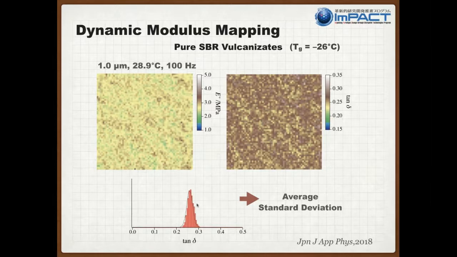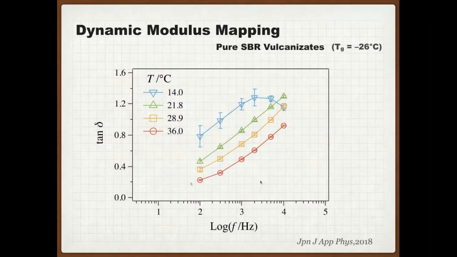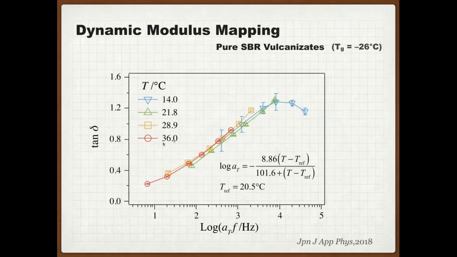So I convert this image into a histogram, and then discuss the average value and the standard deviation, so the width of this peak. The result is this. This time I change the frequency by two orders and change the temperature. Then we shifted the high temperature data to low frequencies, and the low temperature data to high frequencies, to get one nice master curve. The point is how much you shift each data. I based it on the shift factor obtained from macroscopic measurement.